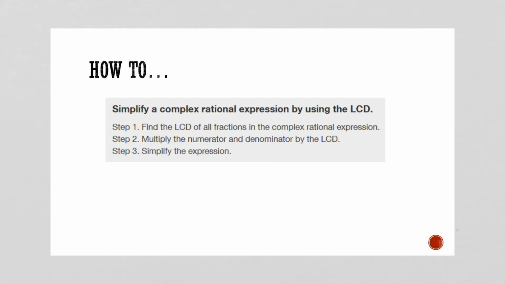All right, so this is just telling you what we've been doing for the last couple of problems by using the LCD. So you find the LCD of all the fractions, all of them, in the numerator and the denominator, and you multiply the numerator and denominator by the LCD. Okay, and then you just simplify from there. It can be a little more complicated than that, as you know.